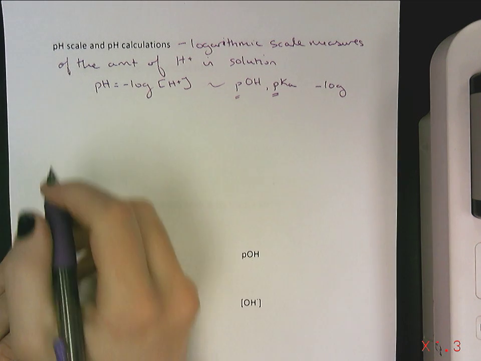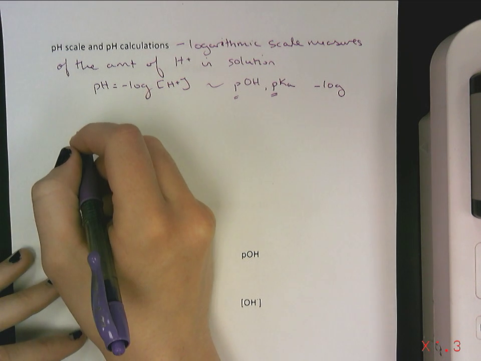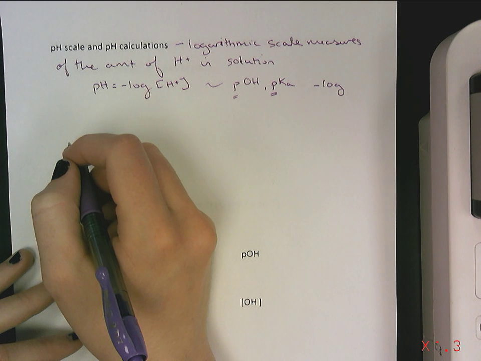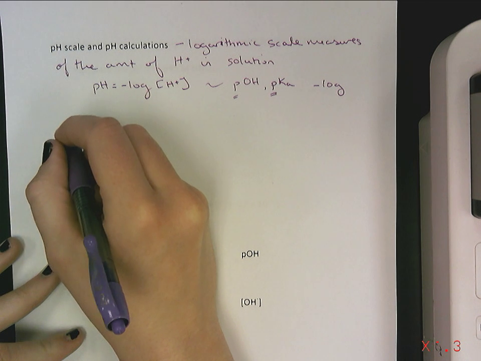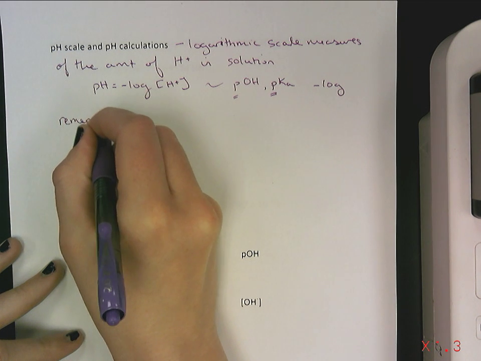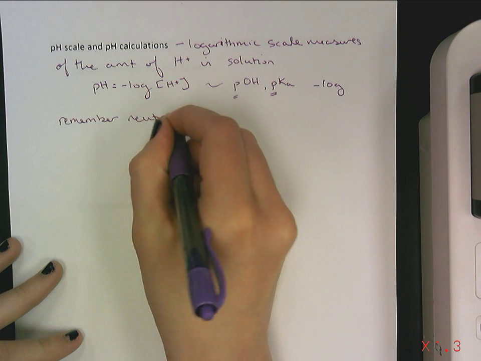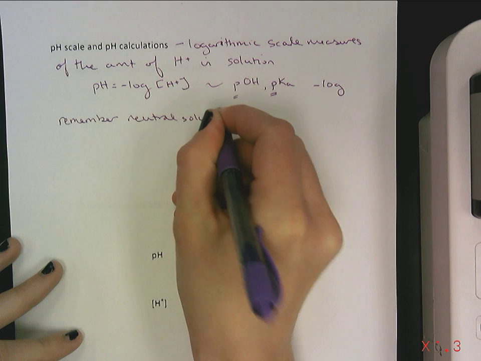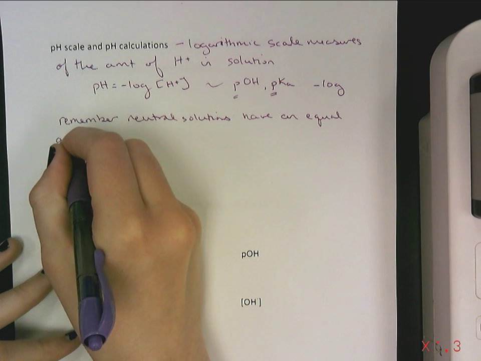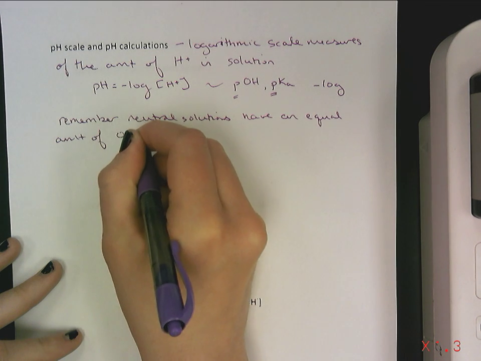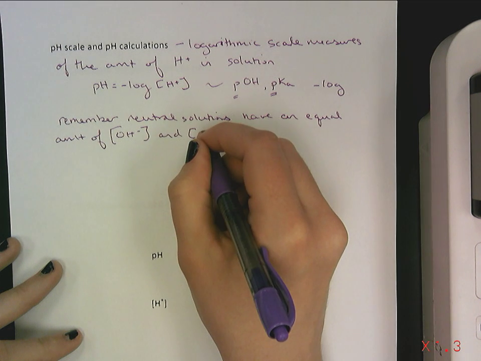Right. The reason that pH is a log scale is that it's based on the amount of H plus in solution, and the amount of H plus in solution is often very small. So just to give you a sense of how small these amounts are, remember that neutral solutions have an equal amount of hydroxide, and when I say amount, I mean molar concentration, of hydroxide and of H plus.